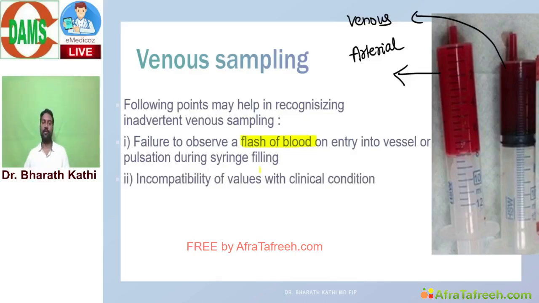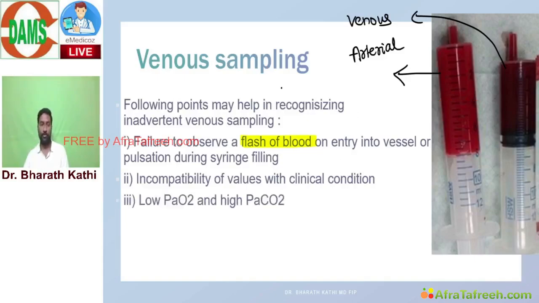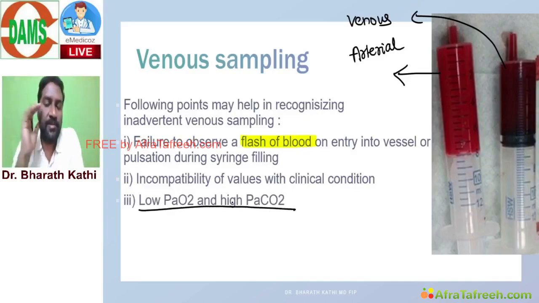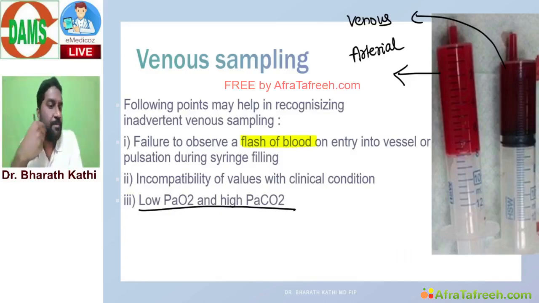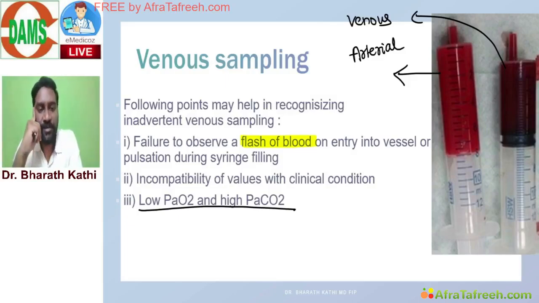Next, incompatibility of values with clinical condition. You might see the patient having a good SpO2, but when you look at the ABG, his SaO2 might be less, his PaO2 might be less. Low PaO2 and high PaCO2. I told you, in a venous sample, oxygen levels will be less. The patient is comfortable and has an SpO2 of about 95%. But in the ABG, his PaO2 was 45 and his SaO2 was somewhere 70-75.